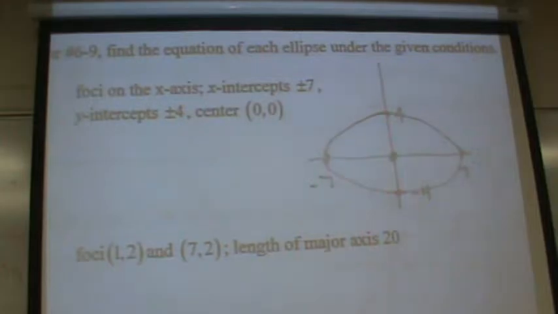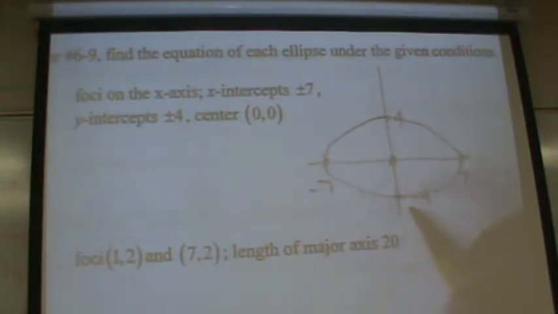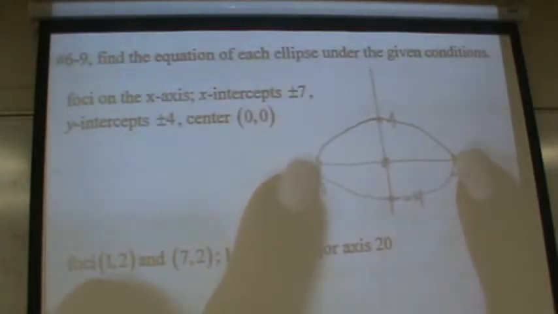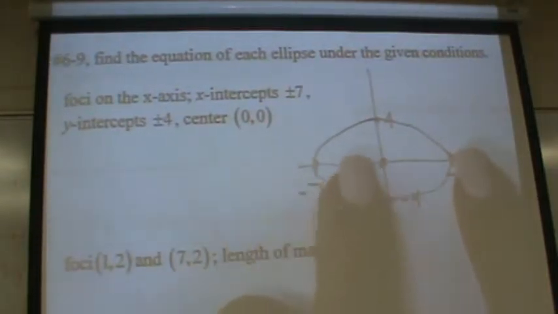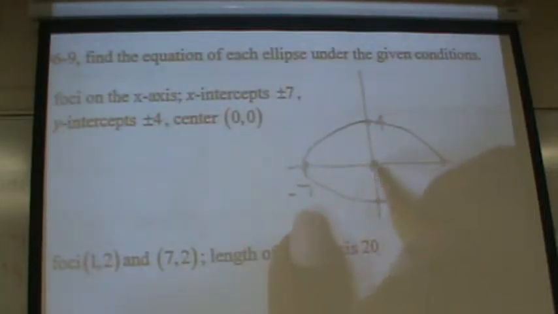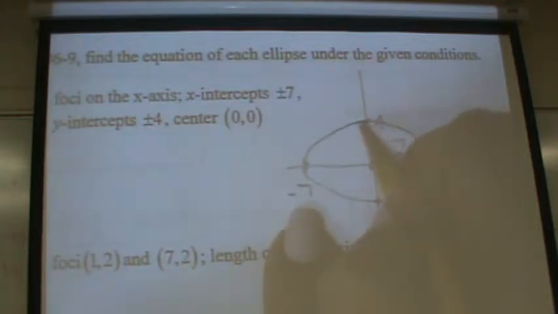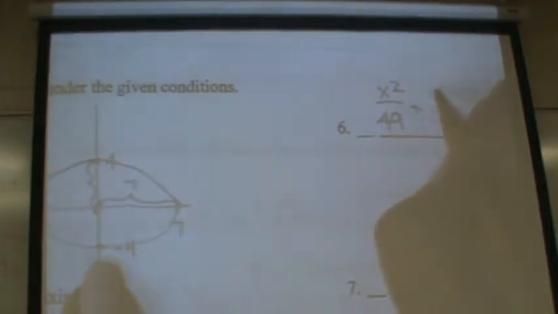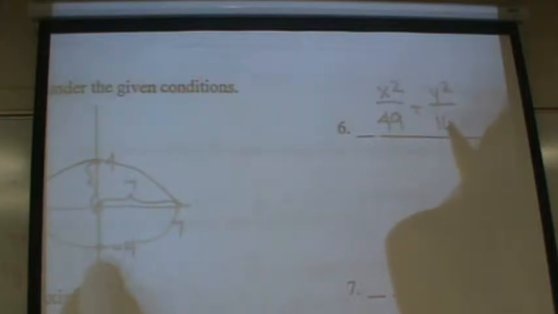It has to be. Now, what do you know about ellipses? What is this distance right here called? Major axis. That's your A value. The longer is your A value. What is that? Count. 7. What's this? This is your B value. What's B? 4. Can you tell me the equation? Very easy. X squared over 49 plus y squared over 16 equals 1. Bingo.